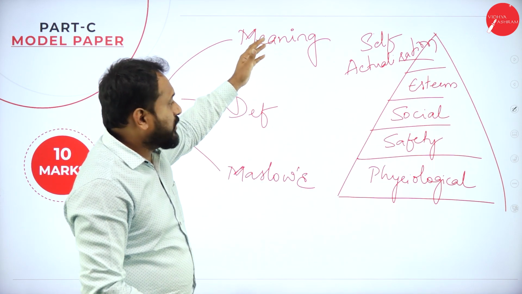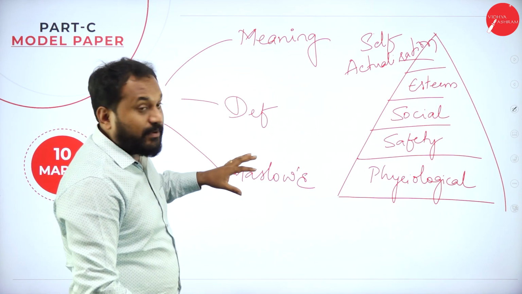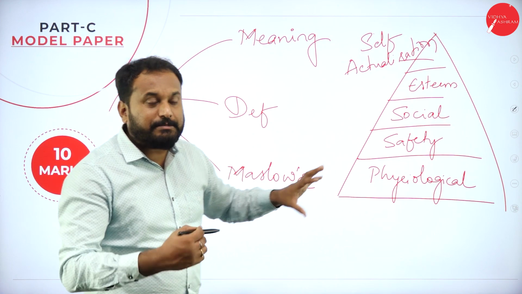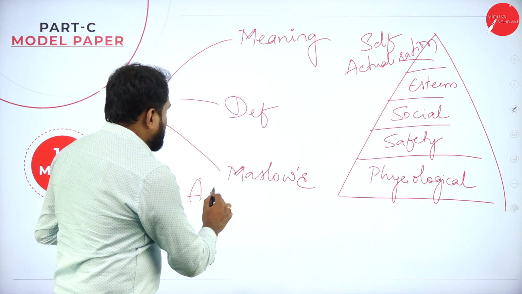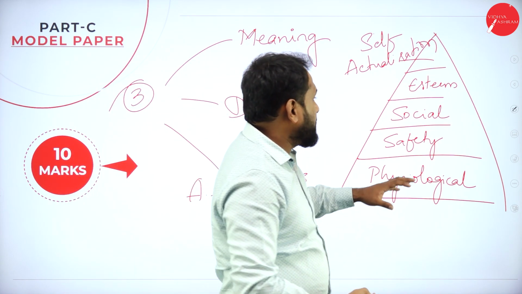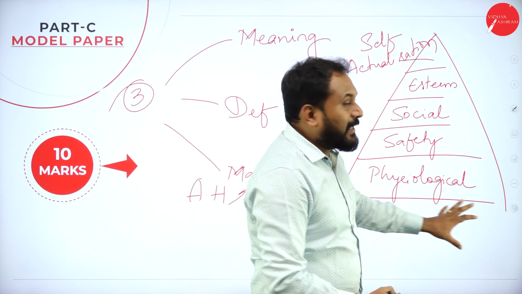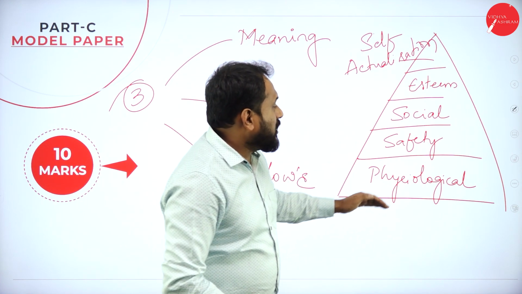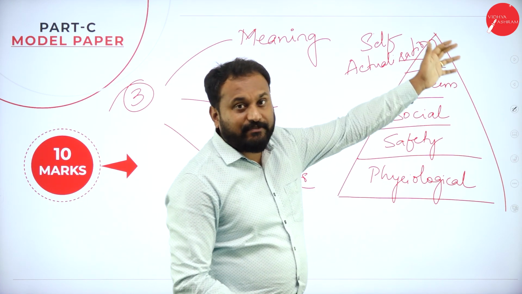You have written the meaning of motivation, the definition of motivation, and the introduction of Maslow. Who is Maslow? It is called A.H. Maslow, Abraham Harold Maslow is his name. Then you'll go with the pyramid, where you will be writing the physiological, safety, social, esteem, self-actualization.